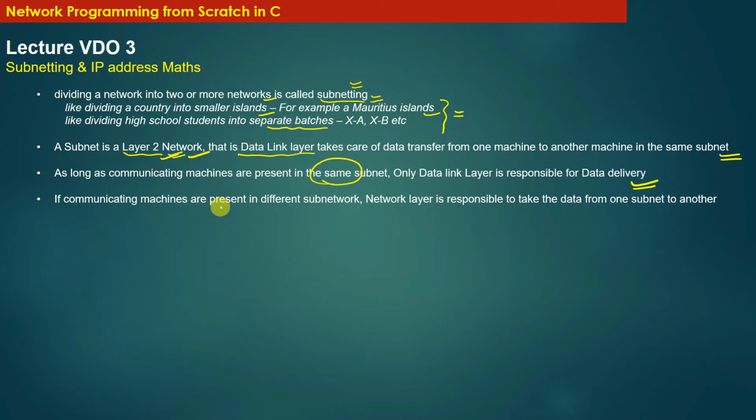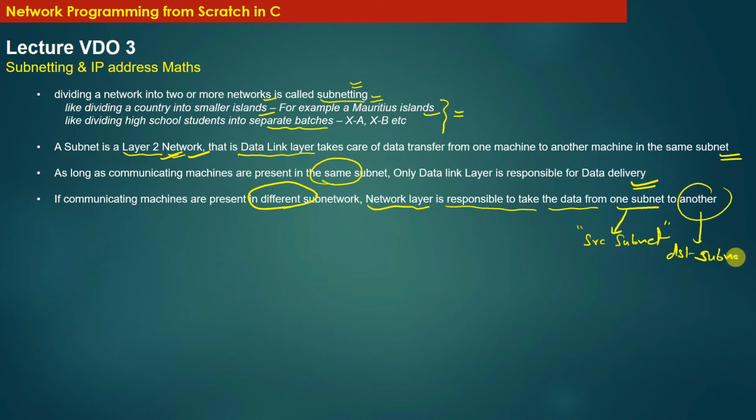So if communicating machines are present in different subnets, right? In this case, the network layer is responsible to take the data from one subnet, that is the source subnet, to another subnet, that is the destination subnet. Now the point that you should note here is that the network layer is responsible to take the packet from the source subnet. This is the source subnet. I am not saying source machine. I am saying from the source subnet, that is the subnet in which the source machine is present, to the destination subnet.